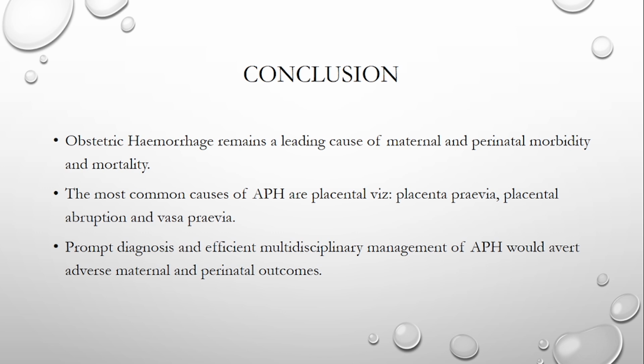So, in conclusion, the three major causes of antepartum hemorrhage are placenta previa, abruptio placenta and vasa previa, and all of these can worsen maternal and perinatal morbidity and mortality. Prompt diagnosis and efficient multidisciplinary management of APH will avert adverse maternal and perinatal outcomes. So I thank you for listening.